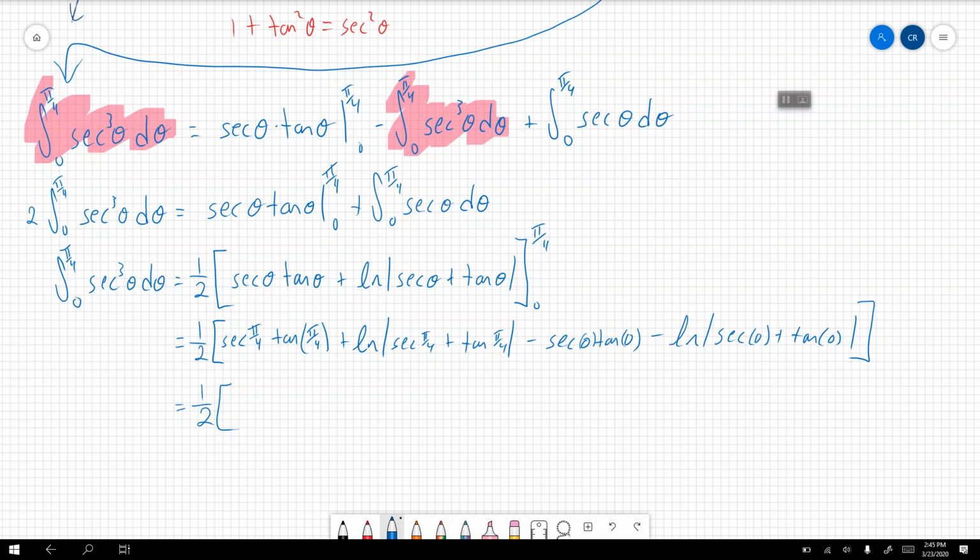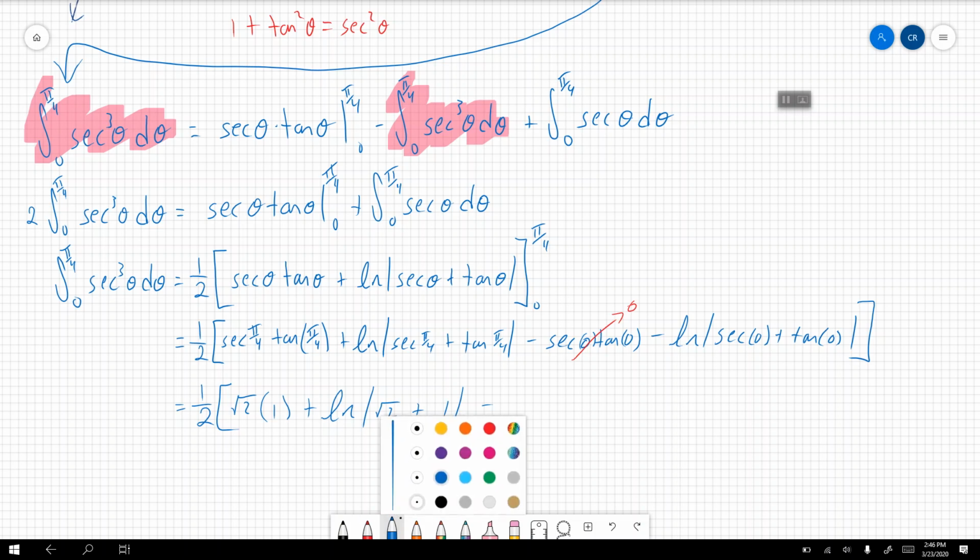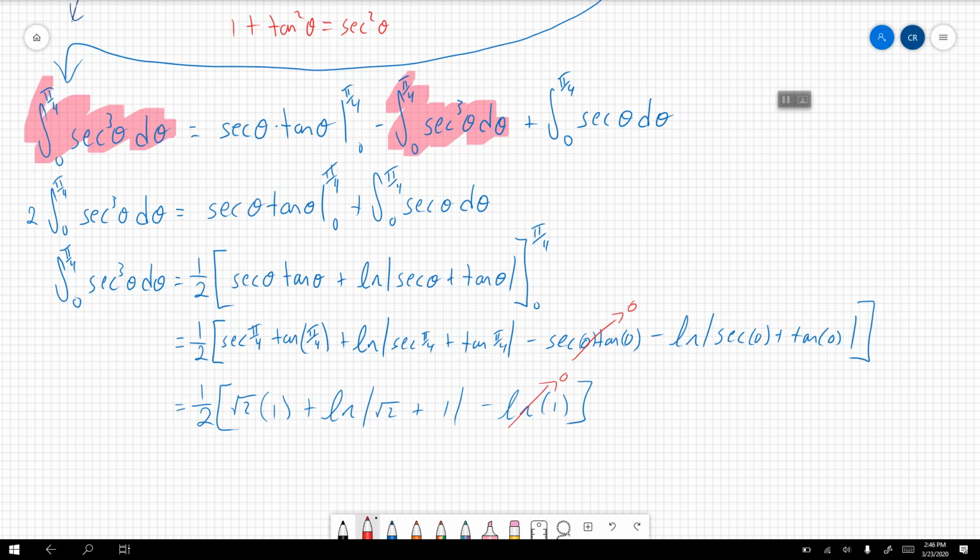All right, secant at pi fourths would be root 2. Tangent at pi fourths would just be 1, plus natural log of secant at pi fourths, again, that's just root 2, plus tangent at pi fourths, that's 1. Minus secant at 0, that's 1, but tangent at 0 is 0, so that goes away. Then we're left with natural log of secant at 0, that's 1, plus tangent at 0, that's 0, so that's going to be the natural log of 1. But natural log of 1, you all know to be 0.